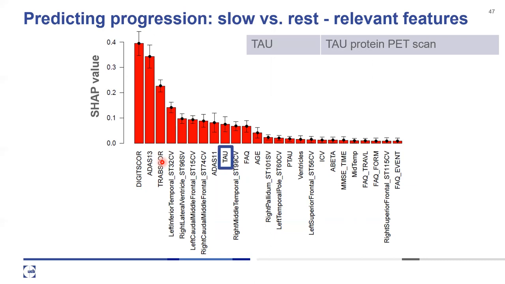Also interesting in the slow versus the rest classifier is that we see the tau variable popping up, which represents imaging of the presence of tau proteins in the brain. Tau proteins are known to aggregate in the brains of Alzheimer's disease patients, and apparently lower aggregates of these proteins in the brains of subjects are important in distinguishing the slow progressors from the rest. Other than that, the features are fairly comparable, which is a bit more sparse.